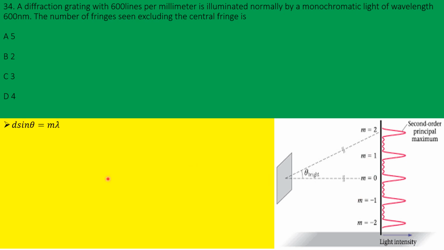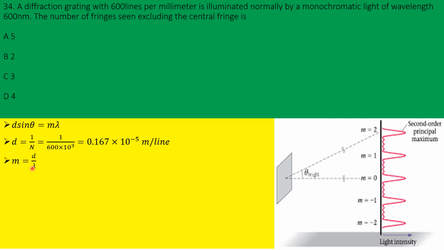So we have d sine theta equals that, and then we simplify. Of course, d here is the reciprocal of the diffraction grating specification. So our diffraction grating specification is 600 lines per millimeter. Convert that to lines per meter, and then you take the reciprocal, and you get d.